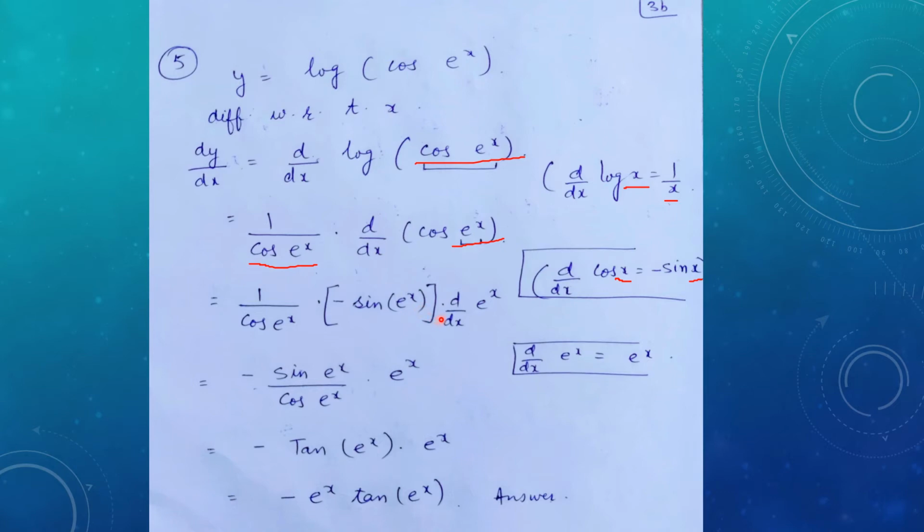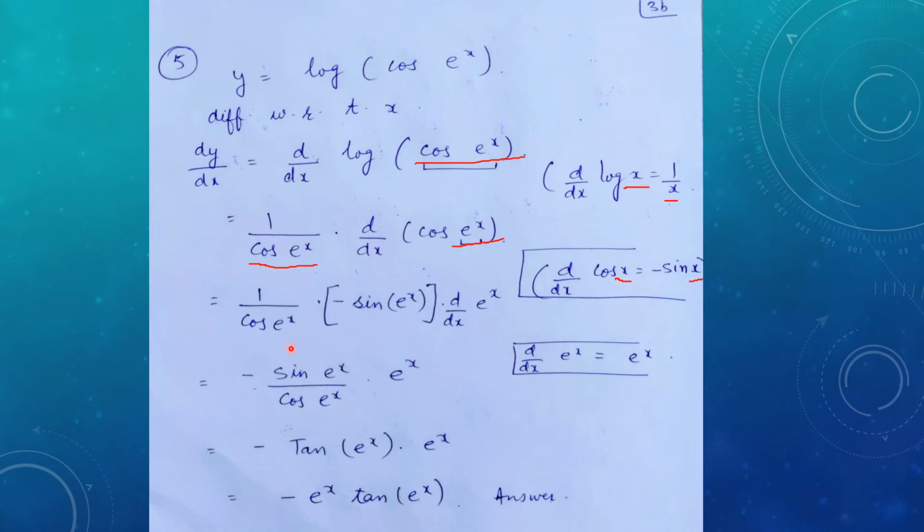Multiplied by the derivative of e power x again. So this is a chain rule. First I calculated the derivative of this term, then the derivative of this term, and then ultimately d by dx of e power x will come like this. So you combine both these two terms, you will get minus sine e power x upon cos of e power x multiplied by what is the derivative of e power x? It is e power x. So this e power x will come here.